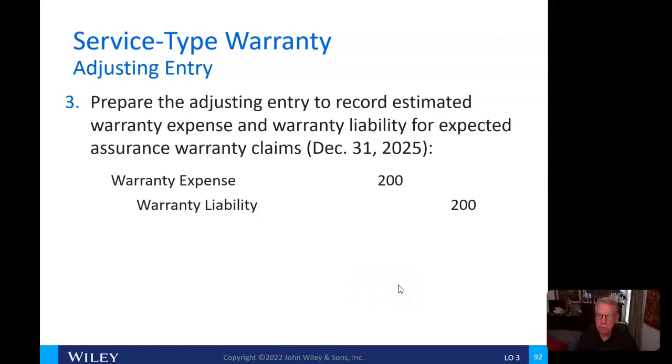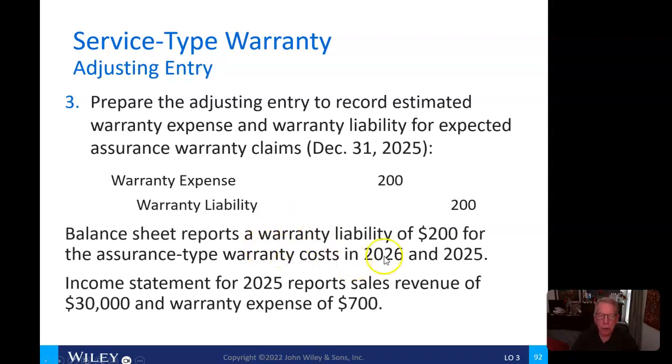When we left off, we had just completed the adjusting entry to record the estimated warranty expense and liability for an assurance warranty through December 31, 2025. Now, the balance sheet is going to report a liability of $200 for the assurance type warranty costs in 2026 and 2025. And the income statement for 2025 is going to report sales revenue of $30,000 and warranty expense of $700.